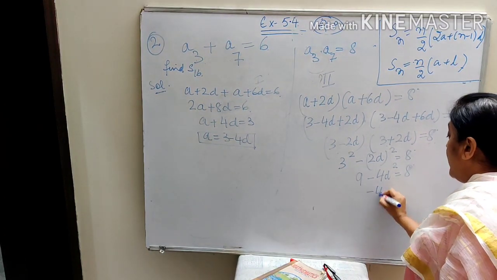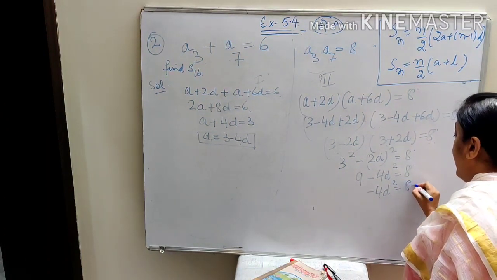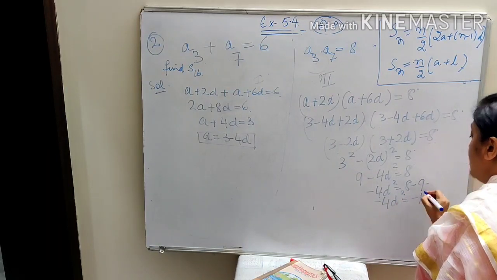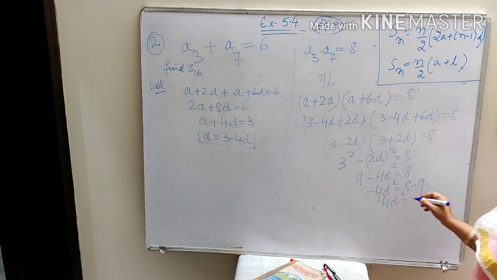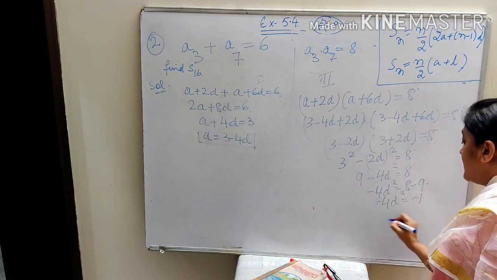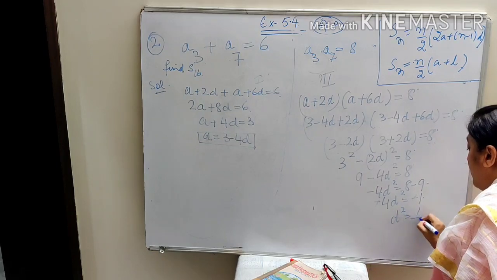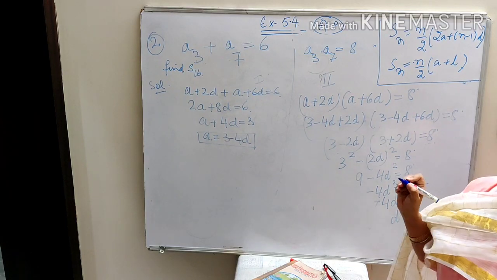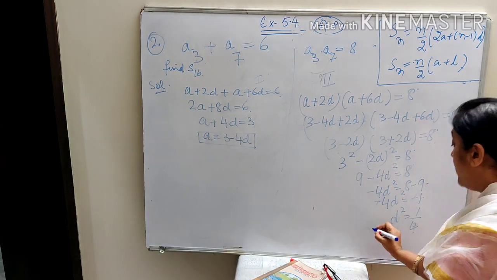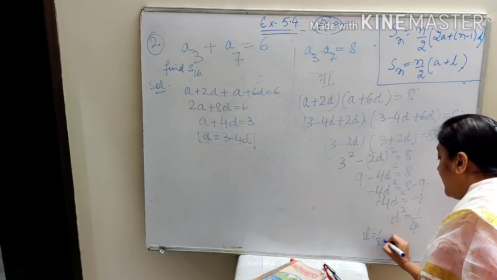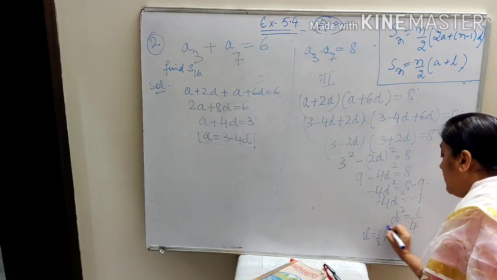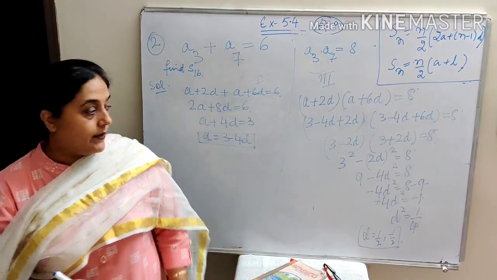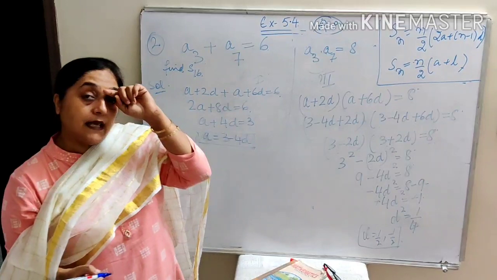So minus 4D square is equal to 8 minus 9. Minus 4D square is equal to minus 1, right? So the minus signs cancel off. D square is equal to 1 by 4, and now I will take the square root. When I take the square root, I get two values, one positive and one negative. So one value of D is 1 by 2, the other value of D is minus 1 by 2, and both are acceptable. Let us see how.